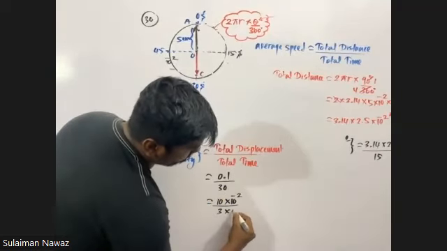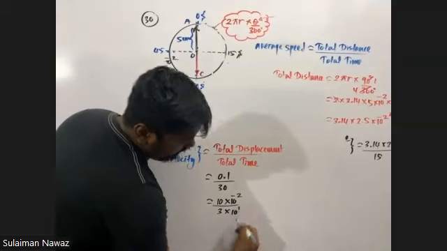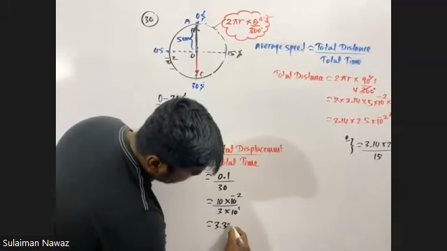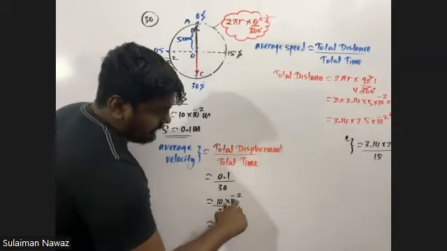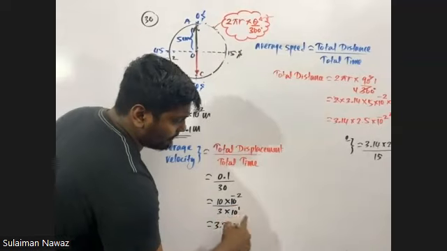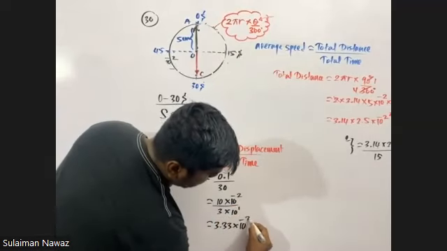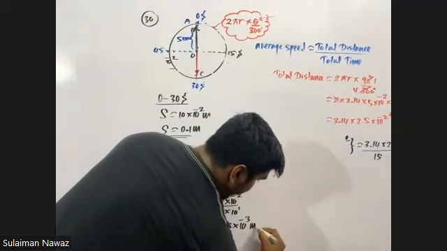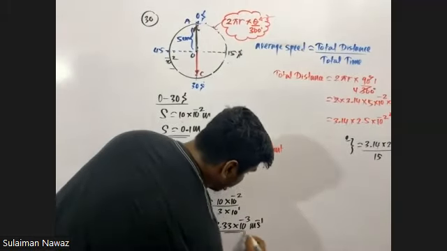30 means 3 into what? 10 to the power 1. Then 10 over 3 means how much? 3.33. Numerator power is 10 to the power minus 2. Denominator power 10 to the power 1. Then I will obtain 10 to the power minus 3. 3.33 into 10 to the power minus 3 m/s is my answer.